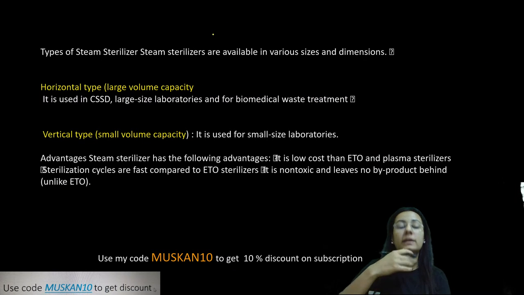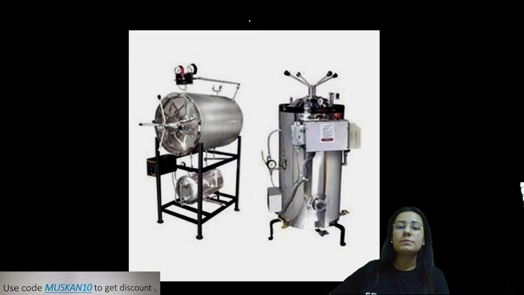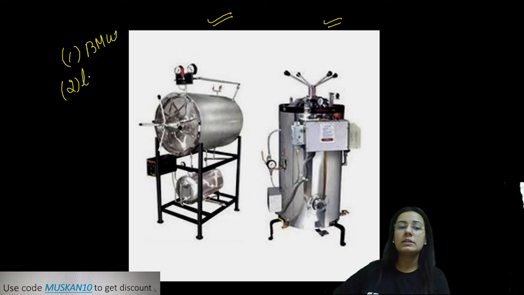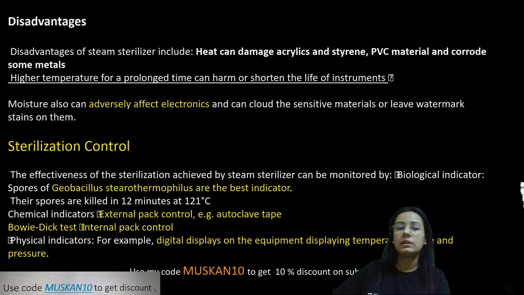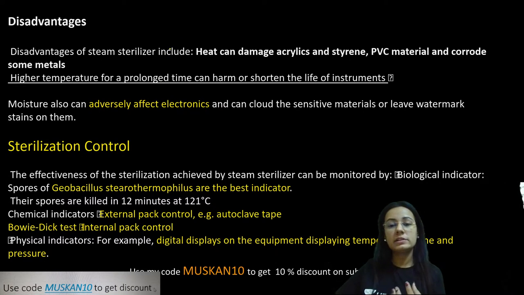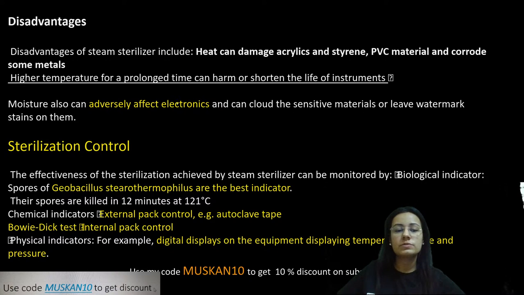Okay. Now, there are two types: one is the horizontal and the other is the vertical. Horizontal is mainly for biomedical waste management and for large hospitals and laboratories, while vertical is used for small areas. Disadvantage is nothing, but it can cause corrosion and it is a moist technique. So moisture can cause corrosion.